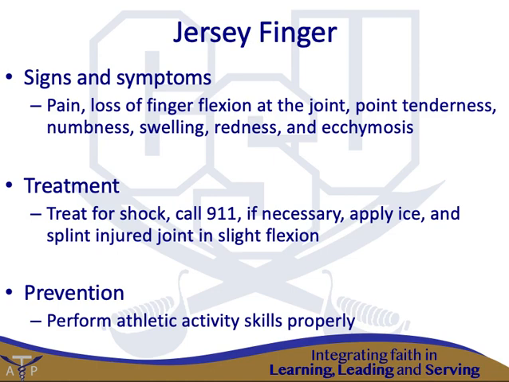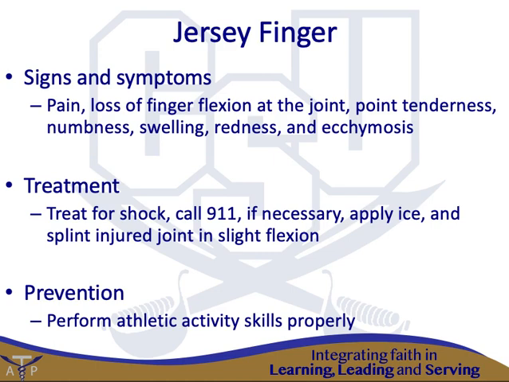Typical treatment for a jersey finger, we want to make sure that the tendon is intact as much as possible. Because this is a more significant type of injury, we want to make sure we treat for shock if that occurs, call 911 if necessary, and do our typical RICE principle, apply ice and splint the injured joint in a slight flexed position so that we can relax that tendon. For prevention, again, we want to make sure that we perform and practice proper catching skills to avoid this type of injury.